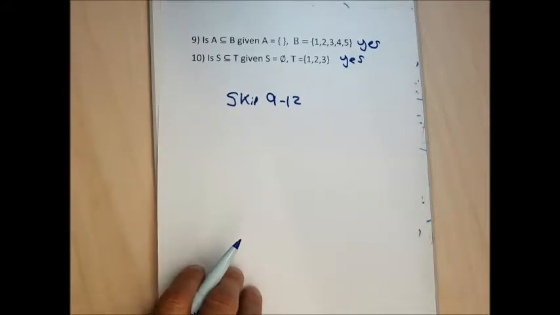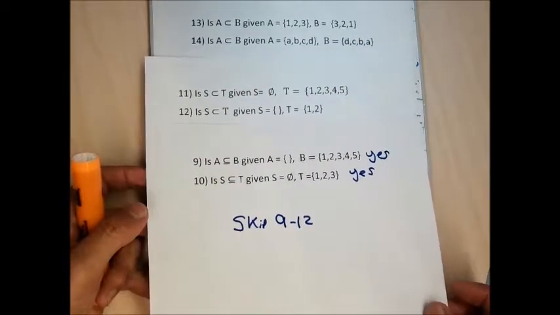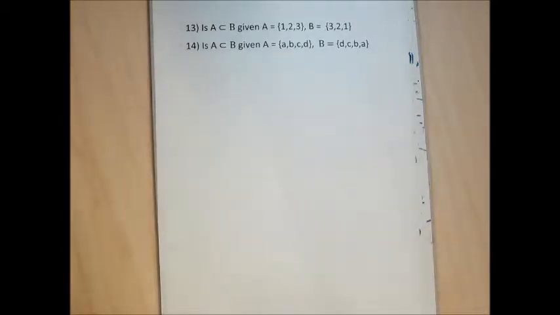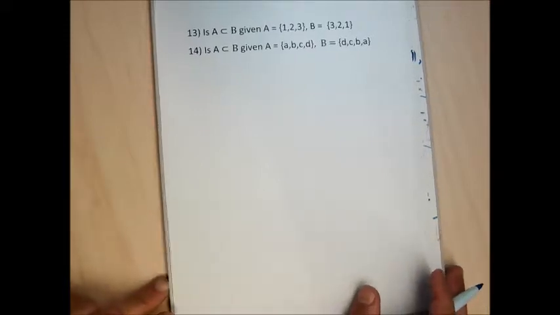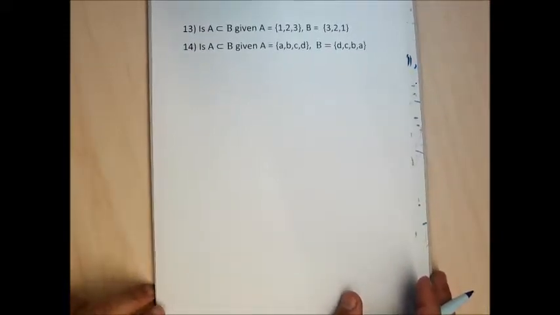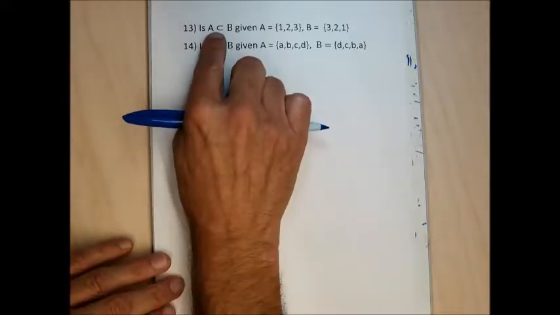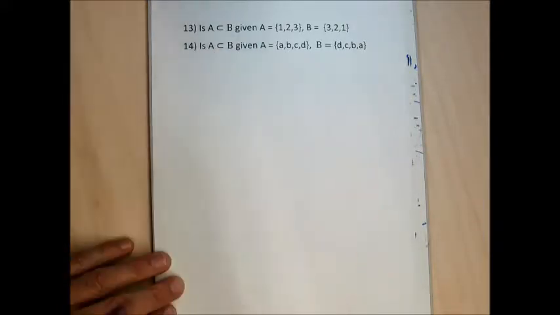So let's just skip over those and move on and skip all the way down to 13. So we're skipping 9, 10, 11, and 12 because they talk about empty sets and subsets, and that's just not that important unless you are getting into some real theoretical math, which we're not. So next two problems talk about proper subsets, and the rules for proper subsets are 3.